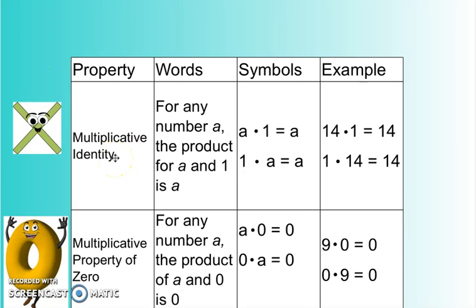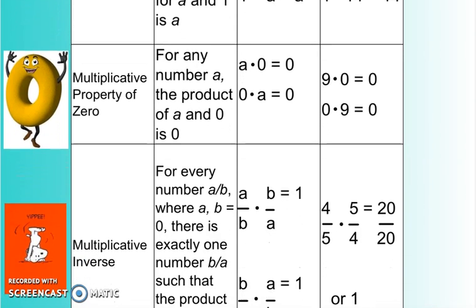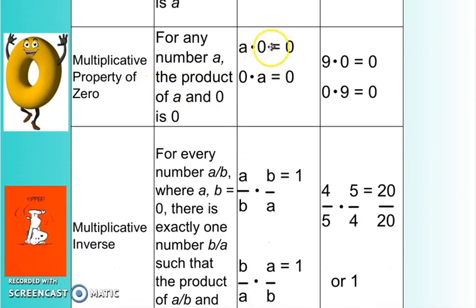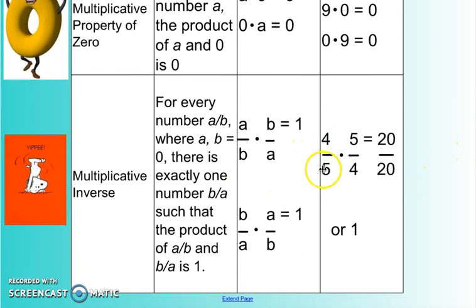Multiplicative identity property we've already talked about. If I multiply any number by 1, the number remains the same and keeps its identity. Multiplicative property of 0 just states that if I multiply by 0, then that product will always be 0. And lastly, we talked about the multiplicative inverse property. It just states if I take any number and multiply by its inverse, or we call that the reciprocal, it will simplify down to 1 whole.